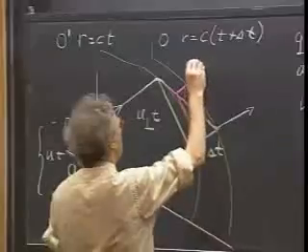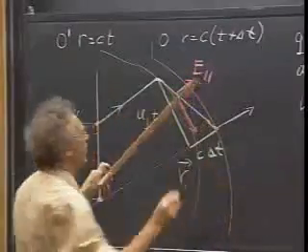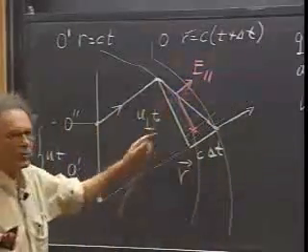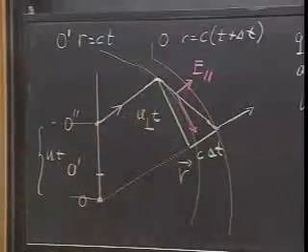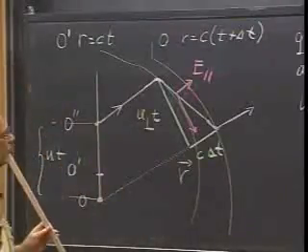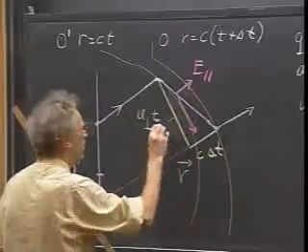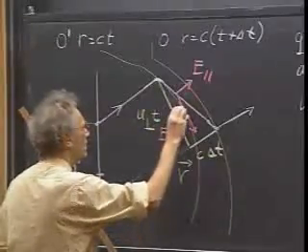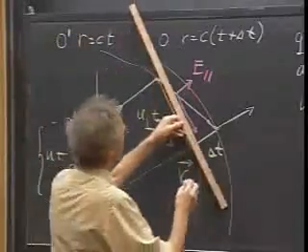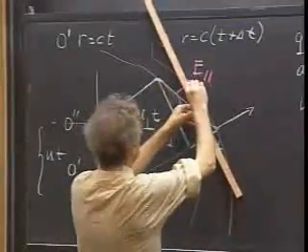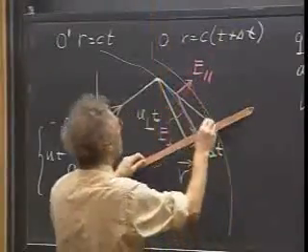And I call this one E parallel. My notation parallel always means parallel to R, and my notation perpendicular always means perpendicular to R. And so this then would be called E perpendicular. And this line here is a triangle.